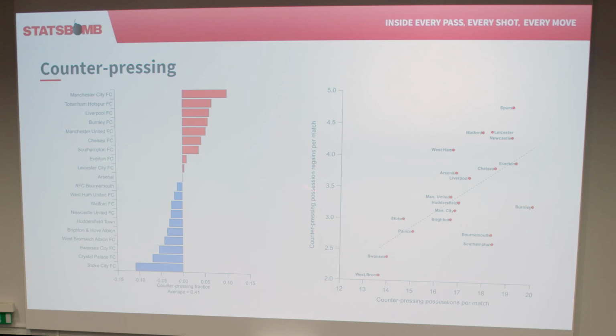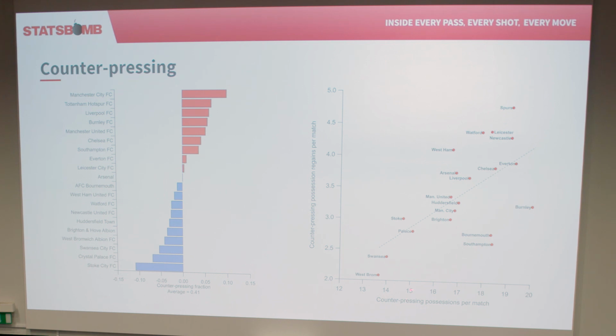I think this is one of the nice things with this data. You can look at process and outcome separately. I think this is what this is picking up with Burnley. This plot on the right here gives counter-pressing possession regains per match. So that's you counter-press within 5 seconds and you win the ball.